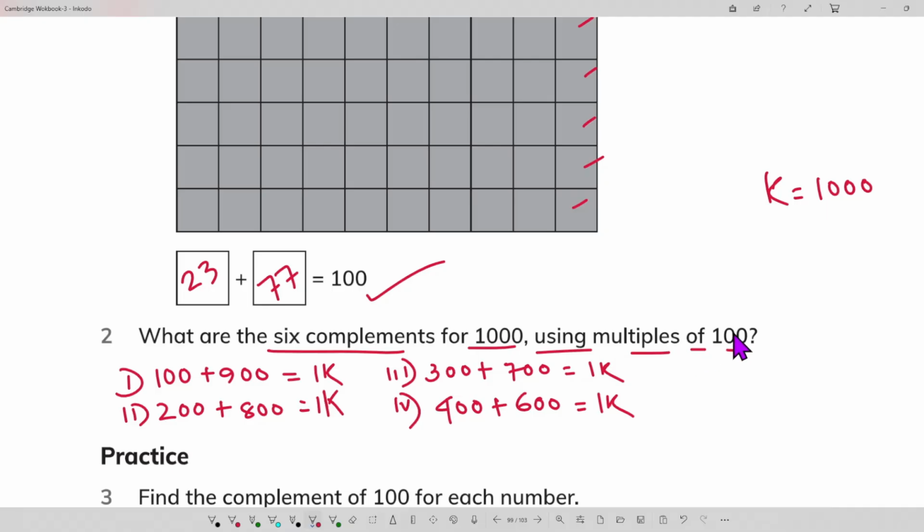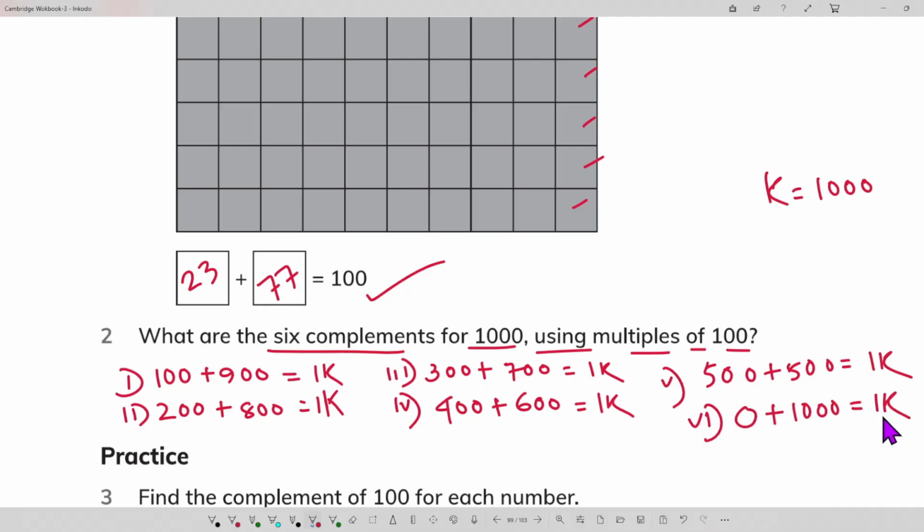And all the things are multiples of 100, like 100, 900, 200, 800, like this. So 1 2 3 4, then 5. So 500 plus 500, it will be 1000. And finally we can write 0 plus 1000, it will be also 1000.